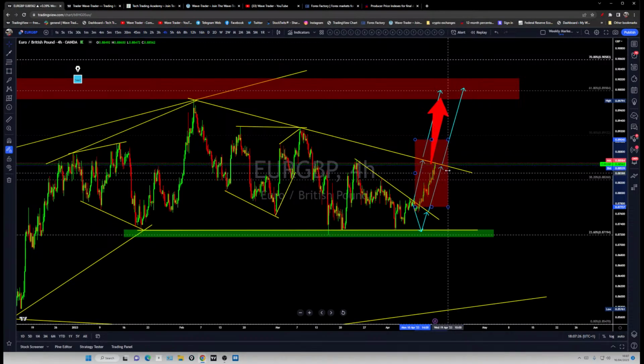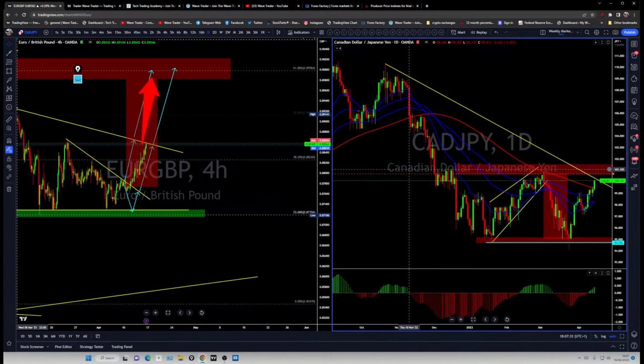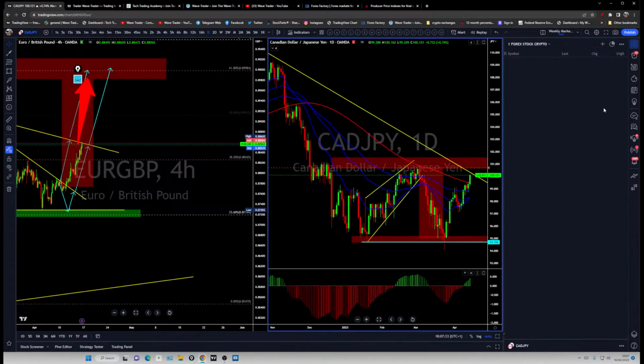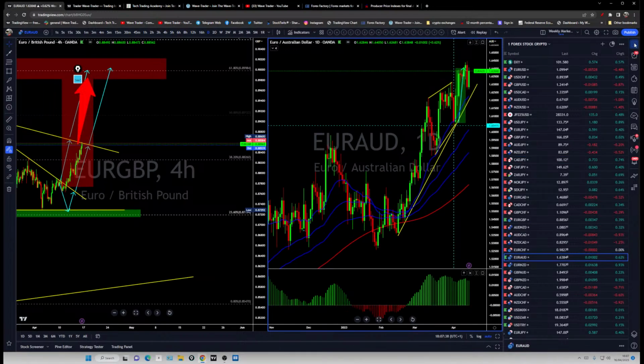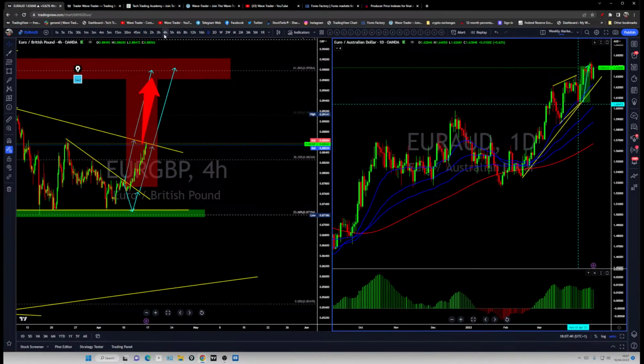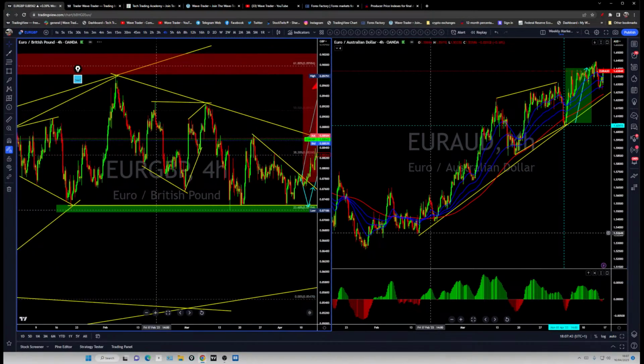The Australian dollar can take some time. How do I know that the euro is going to rise against the pound? The answer was already there. You always get the answer from the market. The market is going to give you the answer. There we can see that the strength was happening.